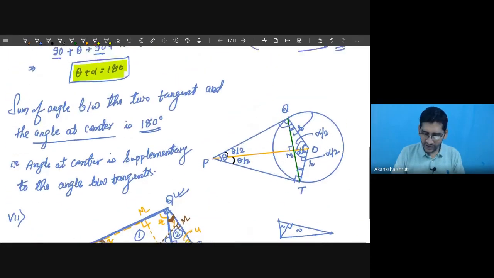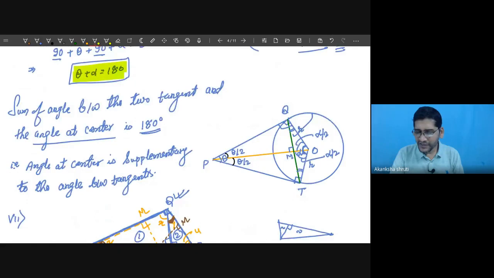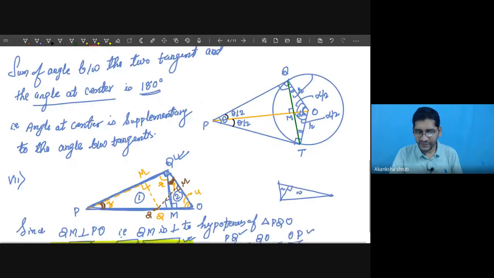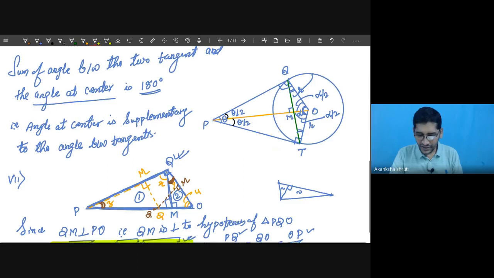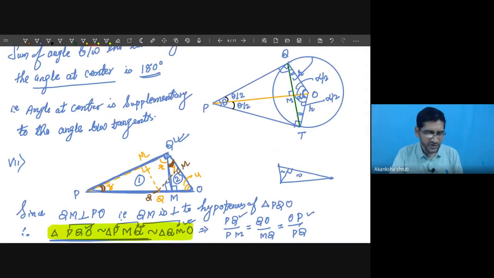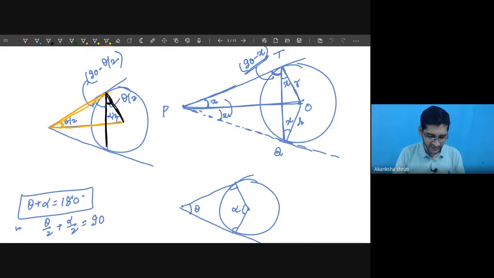Now, since the chord joining the points of tangency is perpendicular to the line joining the external point and the center, the three triangles formed are similar, so we can frequently write the ratio. How to write the ratio? This is nothing but applying the concept of similar triangles. So this ratio is useful for calculating the unknown.